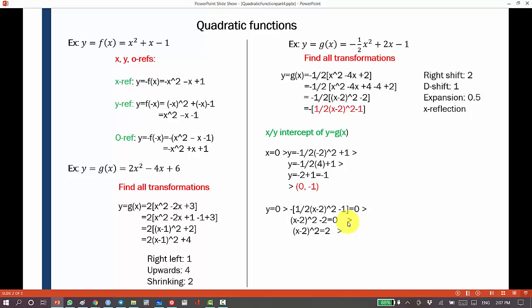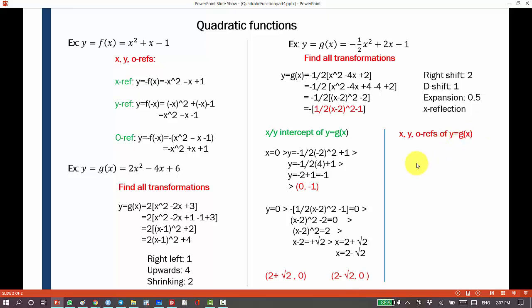Moving 2 to the other side, x minus 2 all squared is equal to 2, and taking the square root, we get that x minus 2 is equal to plus minus square root of 2. For the first solution, x minus 2 is equal to plus square root of 2, from where x is equal to 2 plus square root of 2, and for the second solution, x is equal to 2 minus square root of 2. Hence, the x-intercepts of the graph of this function are 2 plus square root of 2 and 0, and 2 minus square root of 2 and 0.